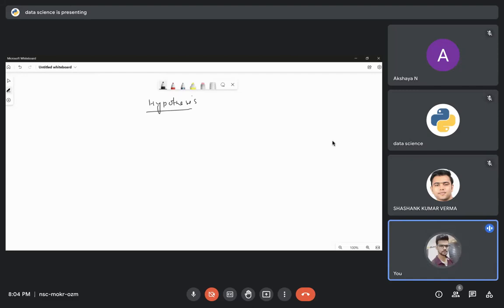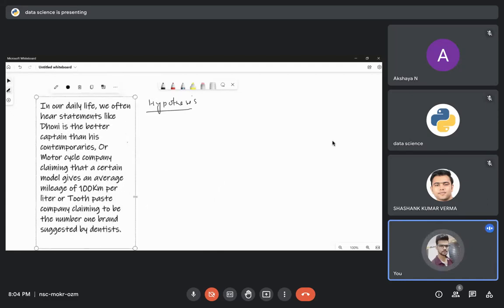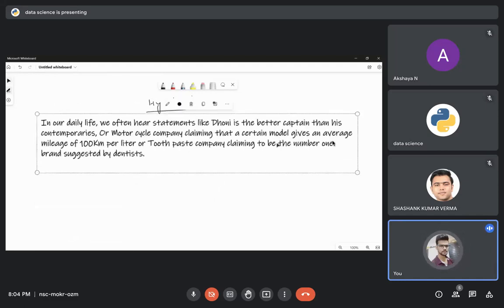No question. Okay, let me put all those things whatever I told. Let me write everything here. So you can see in our daily life we often hear statements like Dhoni is a better captain than his contemporaries, or a motorcycle company claims that a certain model gives an average mileage of 100 kilometers per liter, or a toothpaste company claiming to be the number one brand suggested by dentists, right? This kind of claim we see in many advertisements, right? So we are going to first prove how correct it is, right? So for that we are going to learn hypothesis testing.